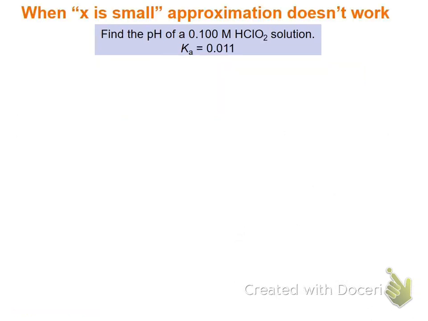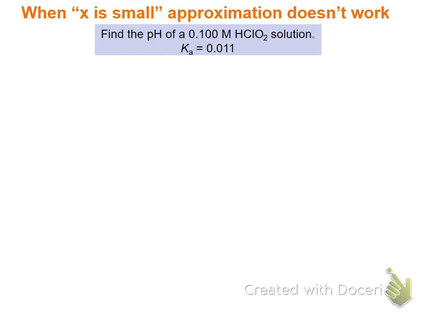All right, so here's an example of when the approximation doesn't work. So you can see that the Ka value here is 0.011, right? And you can see that that's greater than 1 times 10 to the negative 3, right? So we shouldn't be using the approximation method in the first place because the Ka value is greater than 1 times 10 to the negative 3. So what we're going to do here is we're not going to use the approximation method.